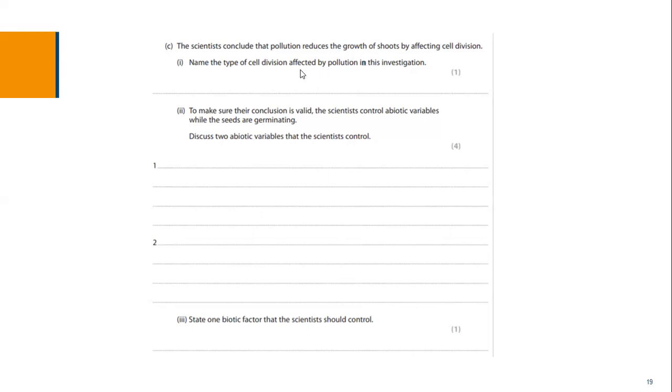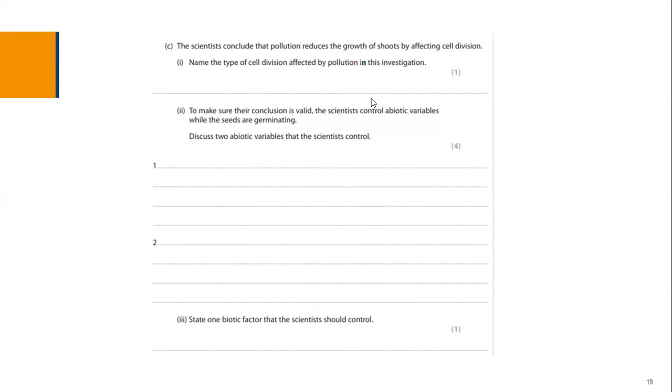The fact that it's linked to the investigation, that the type of cell division involved in the growth of shoots is mitosis. It is a factual answer. So that is assessment objective one. They need to be able to pick out the things that are just requiring them to recall information, even though it is put into a particular context.